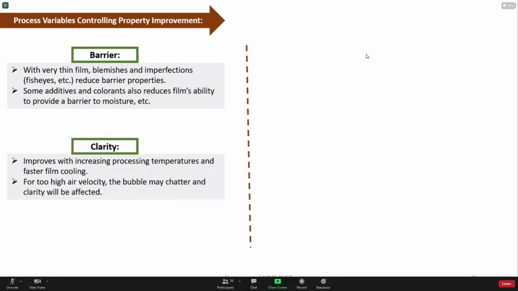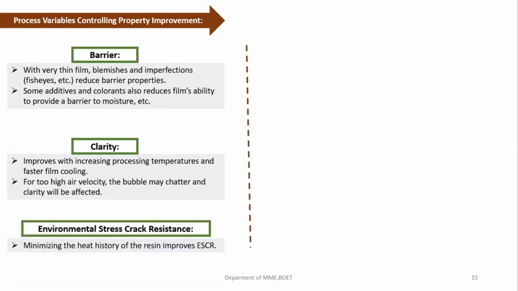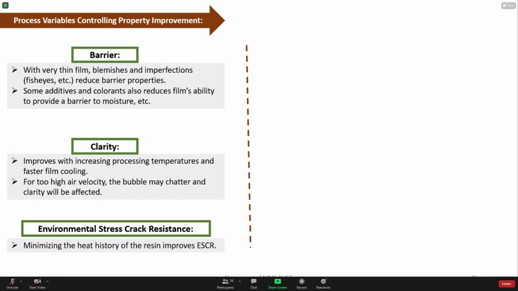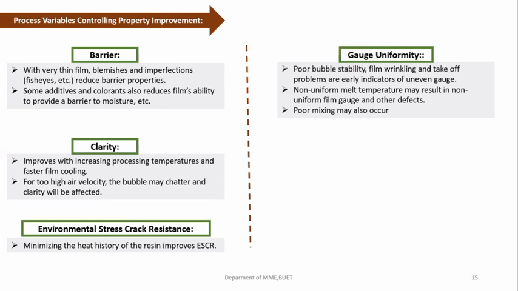Now, for clarity, it is improved with increasing processing temperature and faster cooling. Now, for environmental stress crack resistance, it can be improved with minimizing the heat history of the resin. Now, in case of non-uniform gauge film, poorer bubble stability, film wrinkling, and takeoff problems can occur. Also, non-uniform melt temperature and poor mixing can also occur.